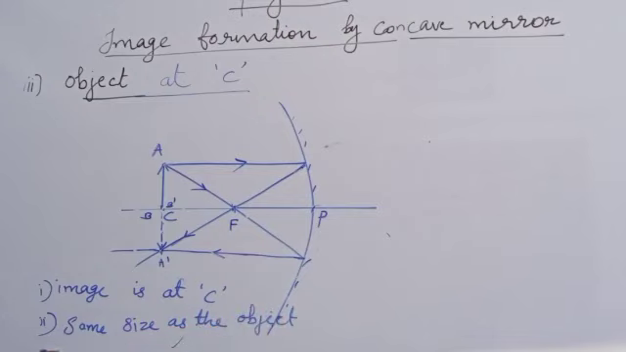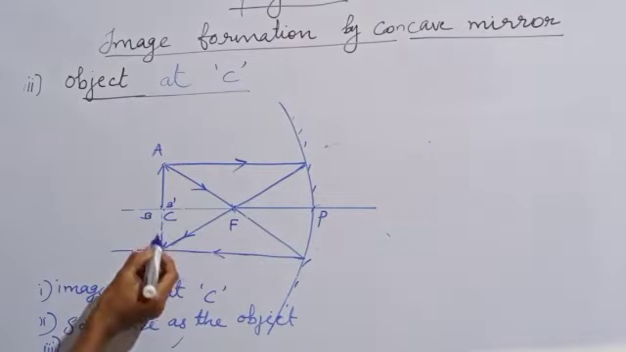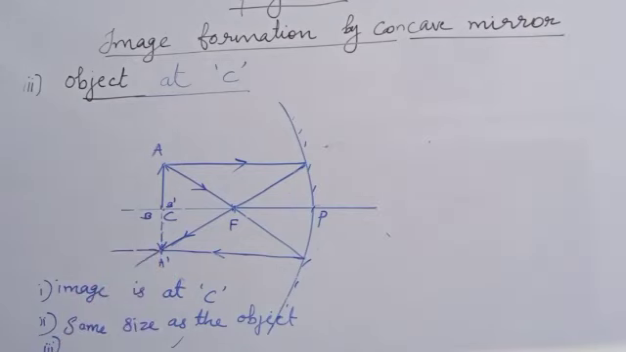Then the third characteristic of the image formed at C: it is also real and inverted. Here it is downward, so it is also real and inverted.